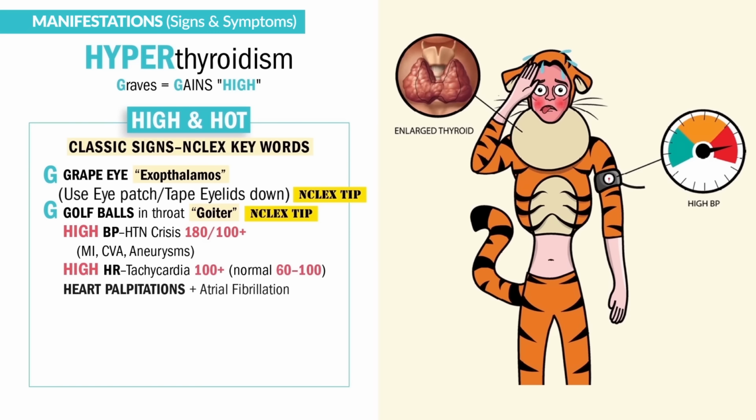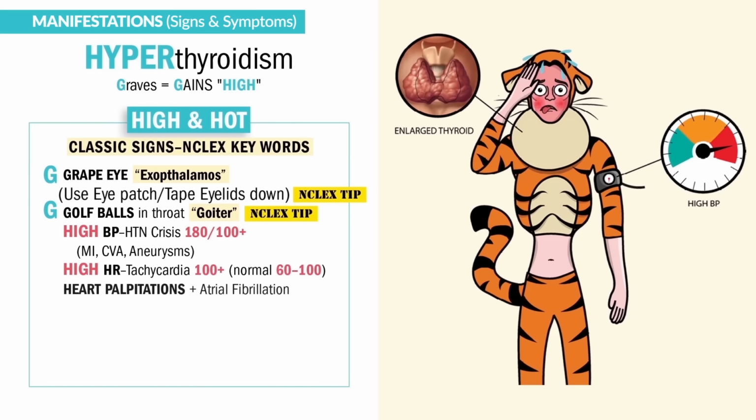And guys, the NCLEX will try and trick you here. No, we're not talking about weight gain. The biggest thing is weight loss. So we'll see skinny patients. Since we have high energy burn, we burn a lot of high calories. Now, with that, we'll have high hot temperature.